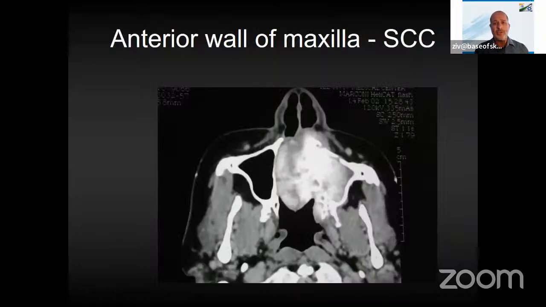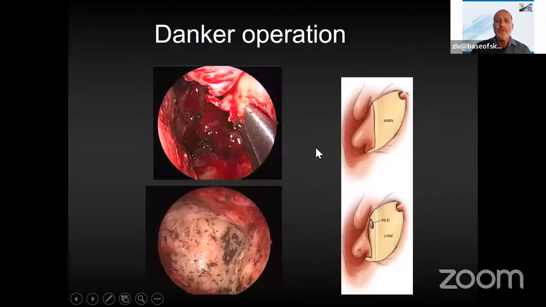What about the anterior wall of the maxilla? You can see here that the anterior wall of the maxilla is infiltrated, and the tumor is infiltrating through the bone into the soft tissue of the nostril. In this case, this is not a good case for endoscopic surgery, although if the tumor is only involving the anterior wall of the maxilla, we can perform a Denker operation, which you can see here, removal endoscopically of the anterior wall of the maxilla.